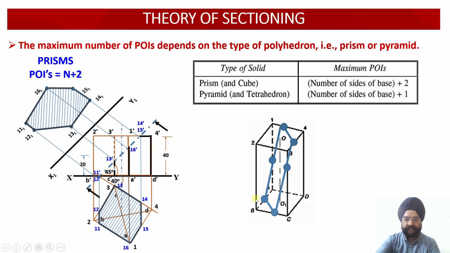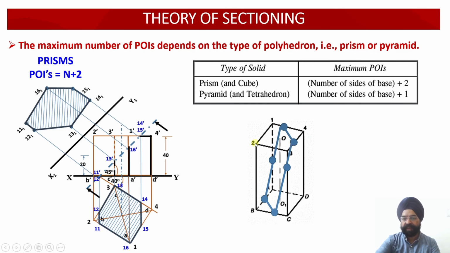So now 2 of the vertical edges, they are uncut. This edge is also uncut, this edge is also uncut. But instead of cutting these two edges, one surface of the top face has been cut. So one surface of the top face means 3 4 has been cut and 1 4 has been cut. So rather than one edge, now you have got two POIs over there.